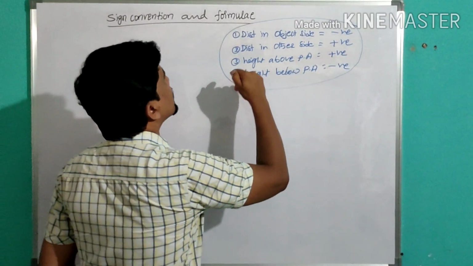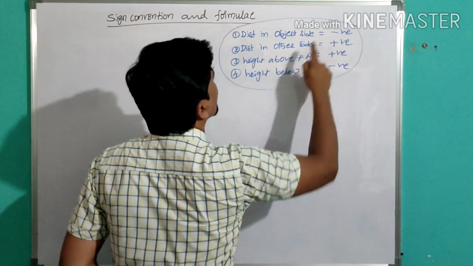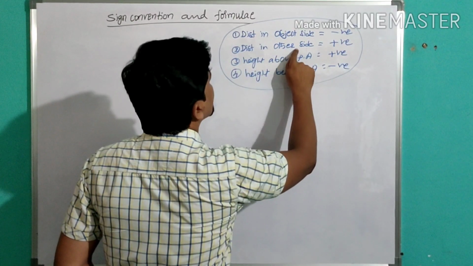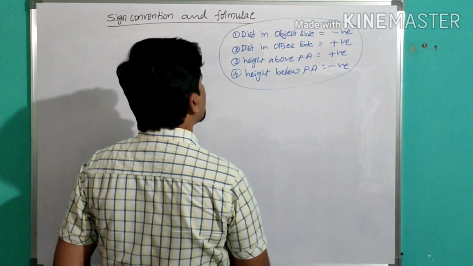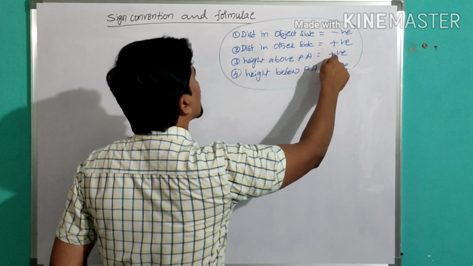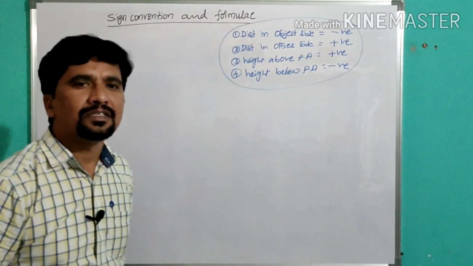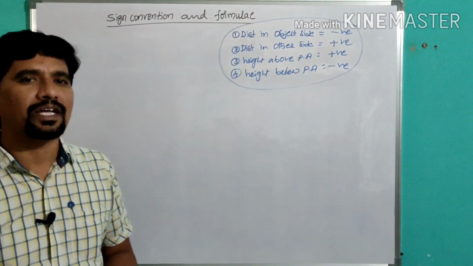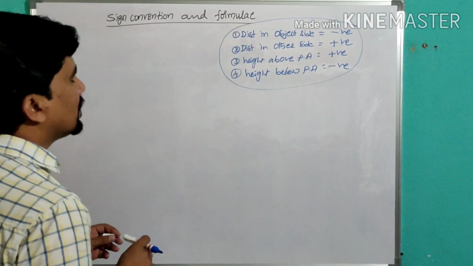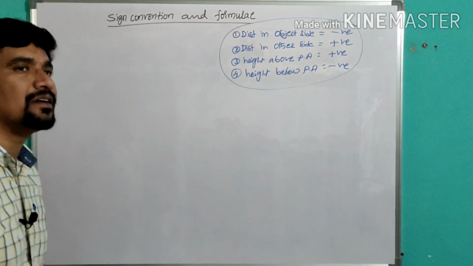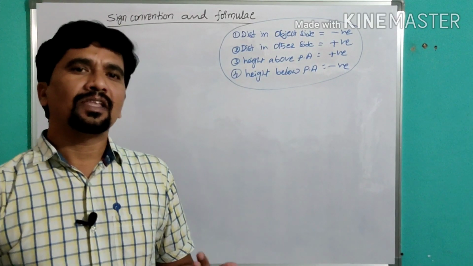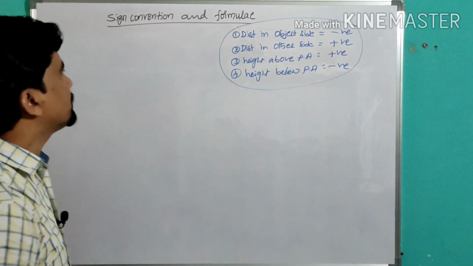Distances measured on the object side are negative, distances measured on the other side are positive, heights above the principal axis are positive, heights below the principal axis are negative. We just have to remember those four points, and then it is easy to write the sign convention for distances and heights.